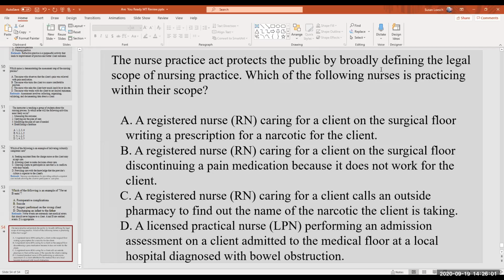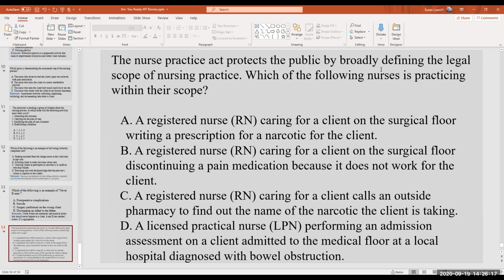C. Okay, C is correct. As a registered nurse, you cannot write a prescription and you cannot discontinue a prescription. That requires a doctor's order. You can withhold it until you talk to the physician, but you cannot discontinue it.